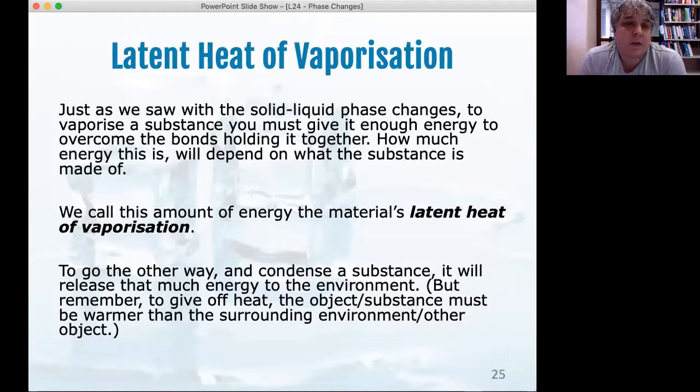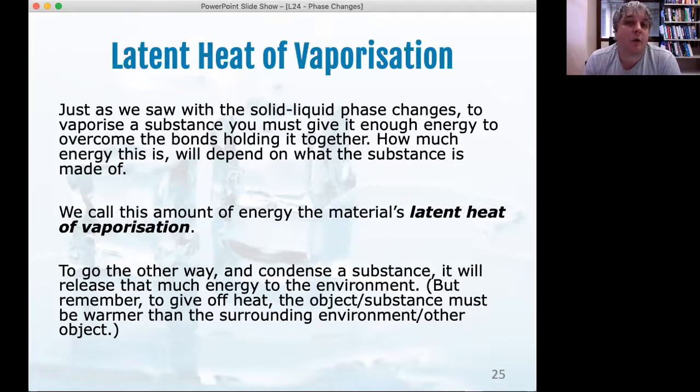Just as we saw with solid liquid phase changes, to vaporize a substance, you have to give it enough energy to overcome those bonds between all the liquid molecules. And how much energy that is will depend again on the substance it's made of. So for all of these things, for the specific heat capacity, which is the temperature change per joule per kilogram, for the latent heat of fusion, which is the amount of energy per kilogram in order to change from a solid to a liquid, or the amount that it gives off going back the other way. Or now the latent heat of vaporization, the amount of energy needed per kilogram to turn something from a liquid to a gas, or conversely, the amount of energy it gives off going back the other way.